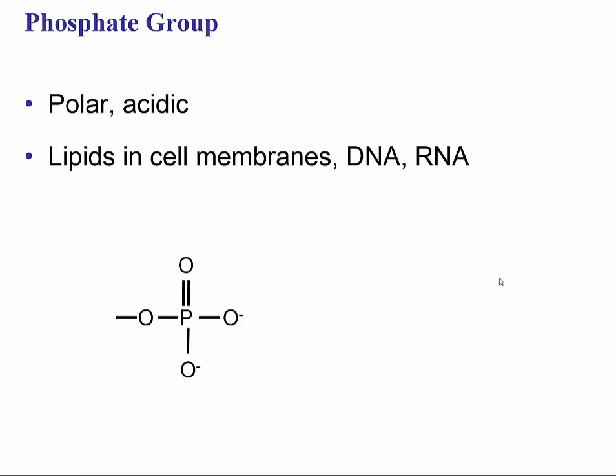This is the phosphate group. We'll spend quite a bit of time with this. We'll see it in DNA, in our sugar phosphate backbone, and we'll see it in lipids in cell membranes. It's a polar group, and it also is acidic.